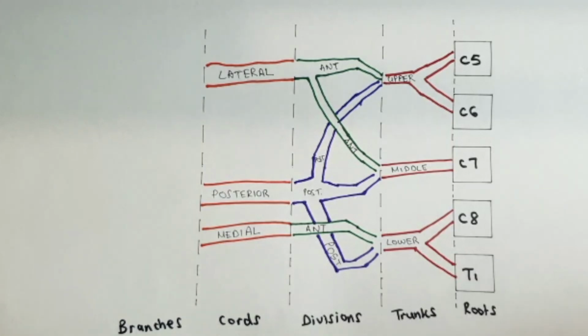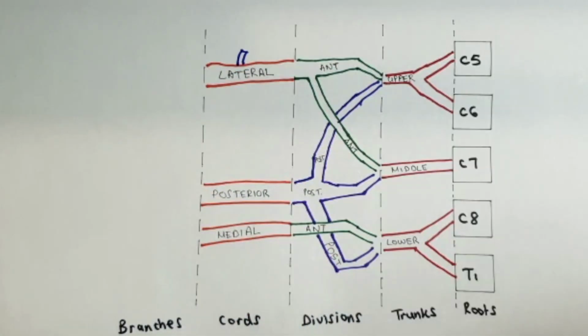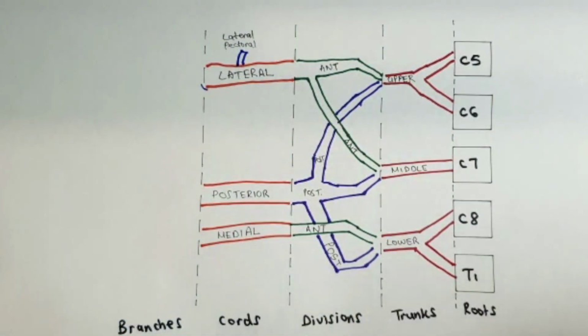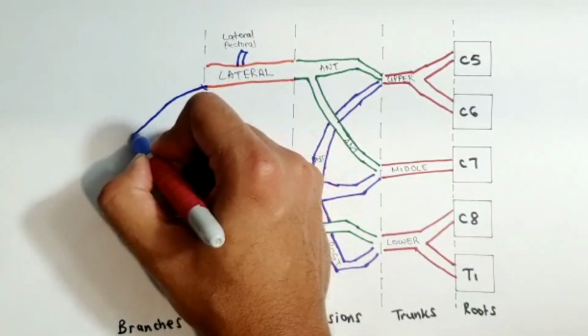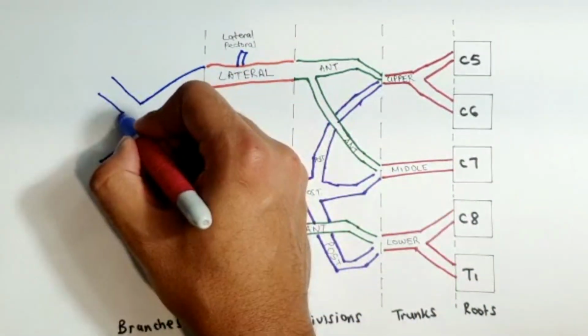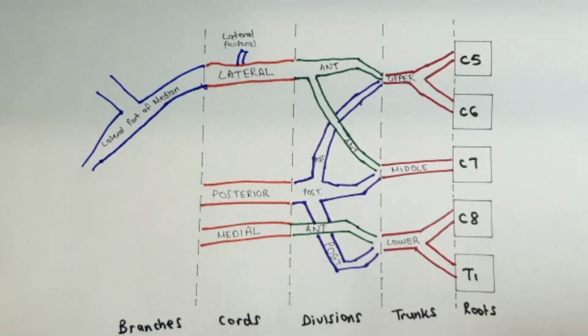So what are they? First, we're going to start with the lateral cord. The lateral cord gives rise to 3 branches. The first one being your lateral pectoral nerve. The second branch that the lateral cord will give is one half, or one part, of the median nerve. And finally, it will give rise to one of the most important nerves known as the musculocutaneous nerve.